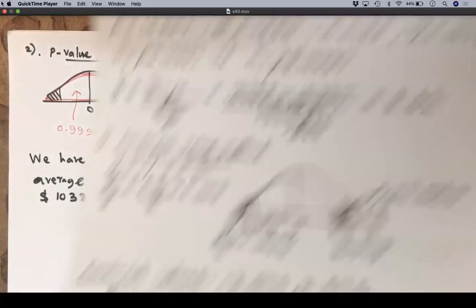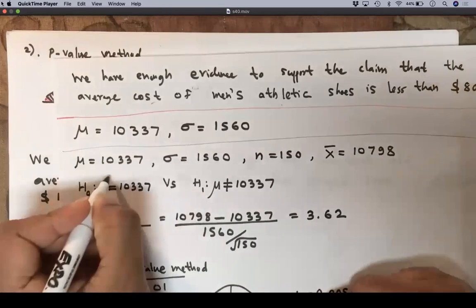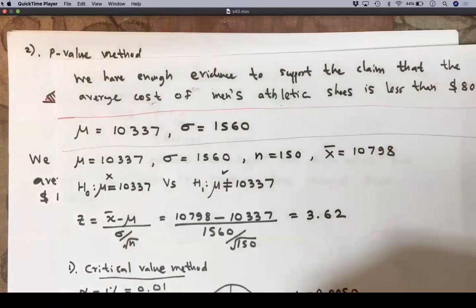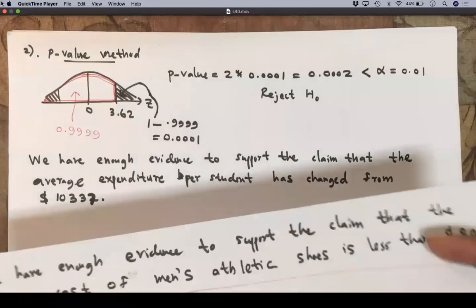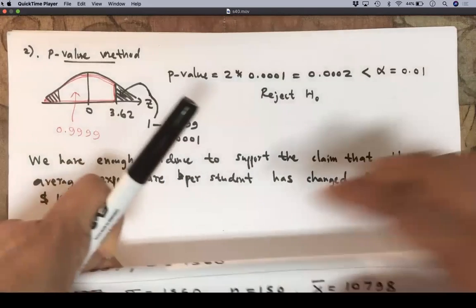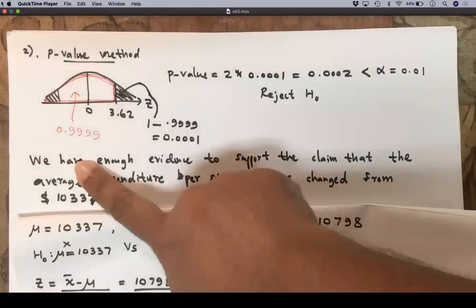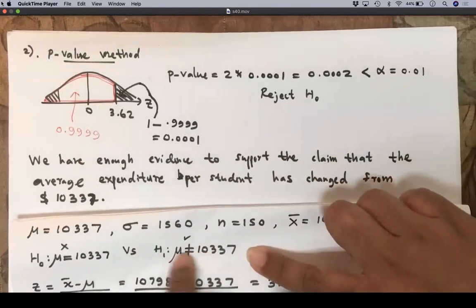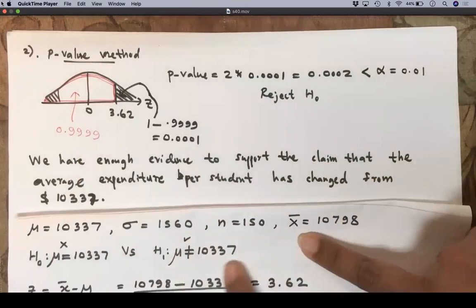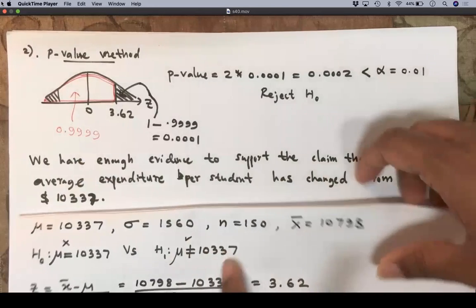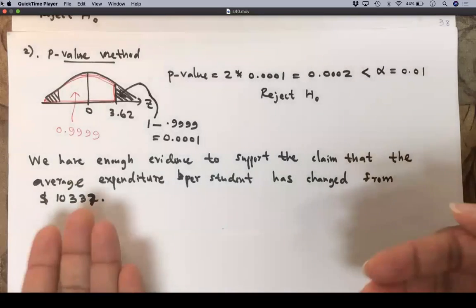Because we got this result, reject H naught. Reject H naught means we have to reject this, so the claim can be correct. Yes, this statement is correct, we wrote the same thing. We have enough evidence to support the claim, so this is our claim. So we can support the claim that the average expenditure per student has changed from this value. So that is our final conclusion. It should be a very meaningful one.